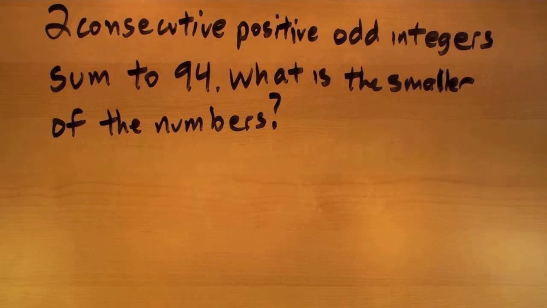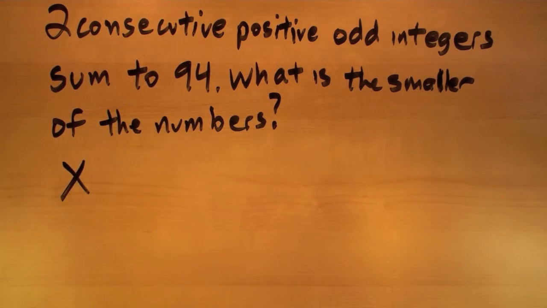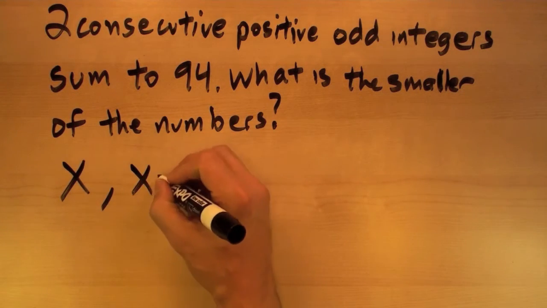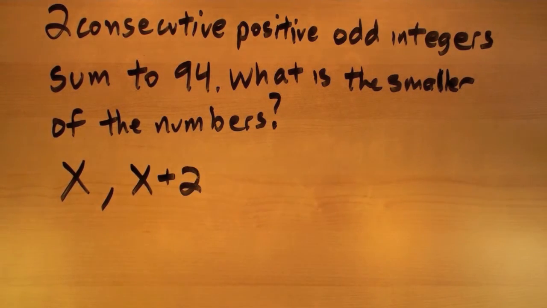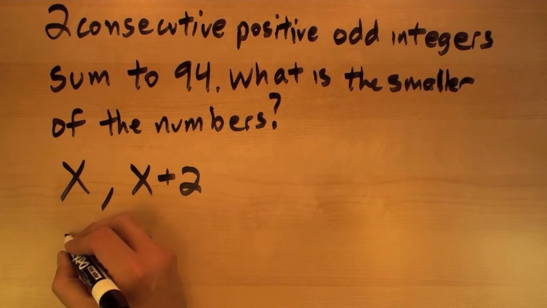So here we have 2 consecutive positive odd integers summed to 94, and we want to know what is the smaller of these numbers. Well, one of these numbers will be represented with x, and the other will be represented with x plus 2, because they're consecutive odd integers. So now we know what the quantities are that we're going to be expressing in this problem. Now we need to build an equation. So we know that these two numbers sum to 94, so write that equation.